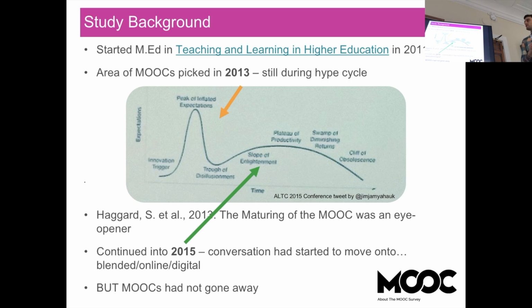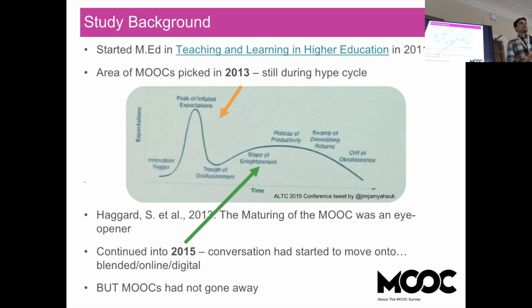So basically in 2013, that's when I decided, right, MOOCs, I want to understand what's going on here. For me, attending ALT in 2013, that's when Haggard and everybody released the Maturing of the MOOC, which was a business and government report to inform politicians as much as businesses about what MOOCs are, what's going on with them, and why they should be interested. It really summarised everything that had been happening across the world at that point.